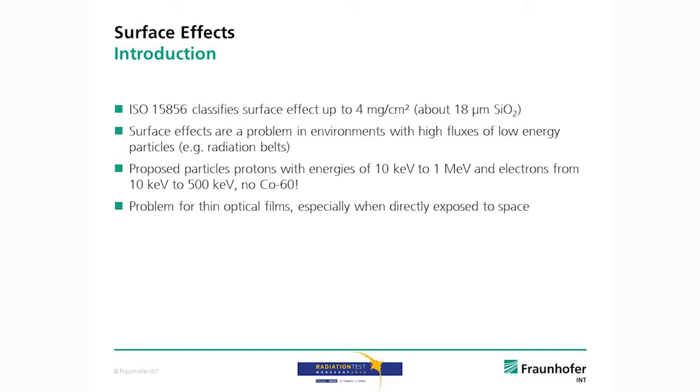Usually these particles are stopped very quickly, so they are only relevant in the outermost layers, but there they may be very relevant because they can produce a very high dose. And the standard says that you should use protons with energies from 10 keV to 1 MeV or electrons from 10 to 500 keV. And this excludes cobalt-60 because the mean energy of the secondary electrons is usually a little bit higher.